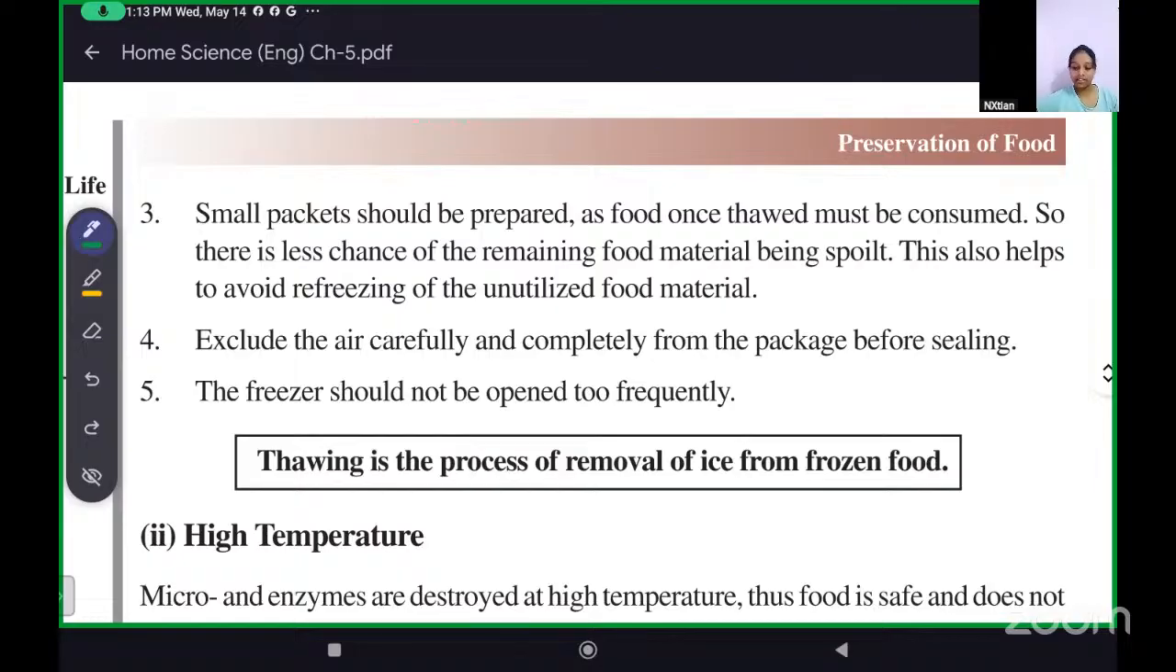So what is thawing? It is the process of removal of ice from frozen food. When we take some frozen food, we leave it some time open in the room temperature. Then we put it in the water to remove all the ice from it. So that process is known as thawing.